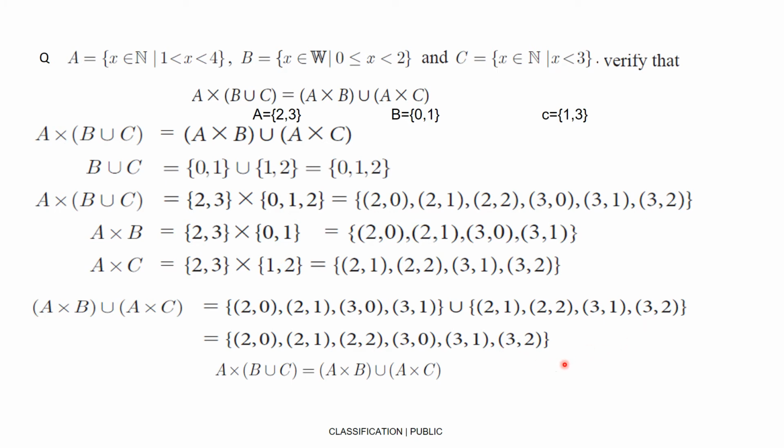You see that LHS equals RHS. Therefore we verify A cross (B union C) equals (A cross B) union (A cross C). Satisfied.